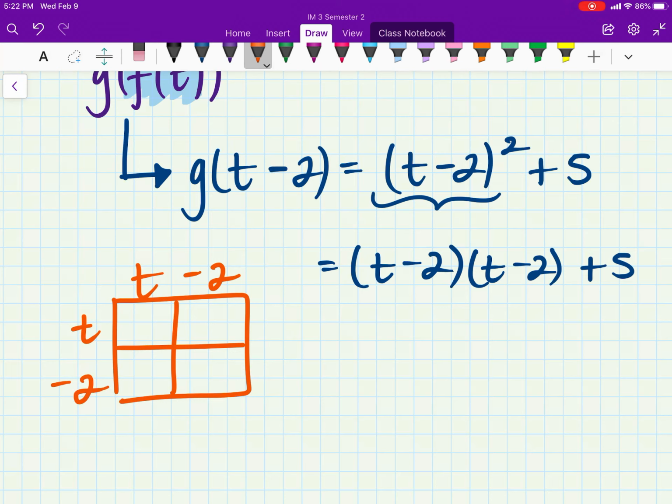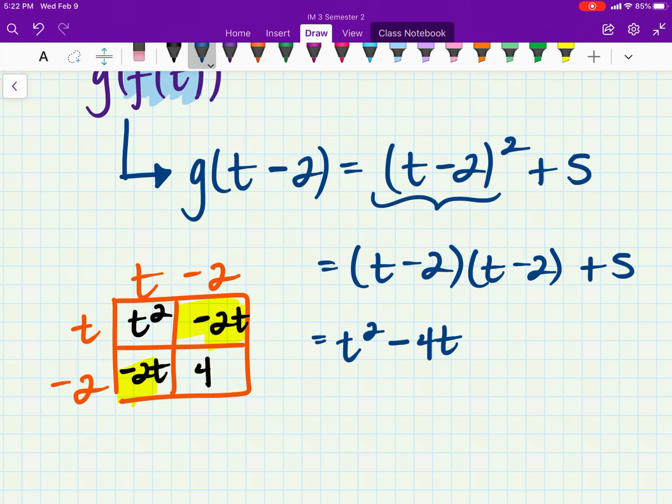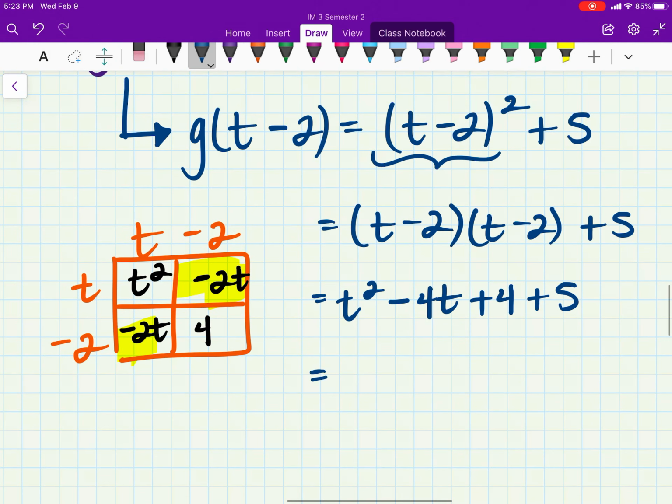So multiplying these out, t times t is going to give us t squared. And then t times negative 2 is negative 2t. T times negative 2 is negative 2t. And negative 2 times negative 2 is a 4. The only terms we could combine are these two, so that would become t squared minus 4t plus 4 plus a 5. Don't forget the 5. We have to bring it down.